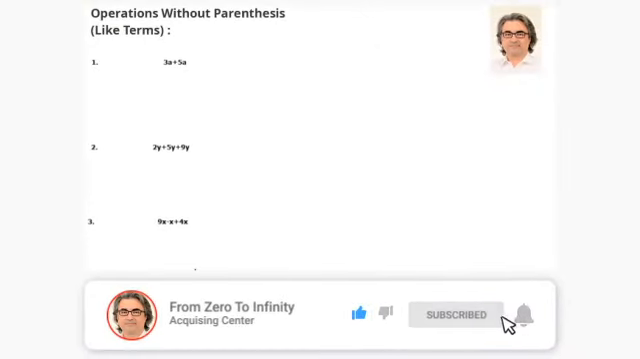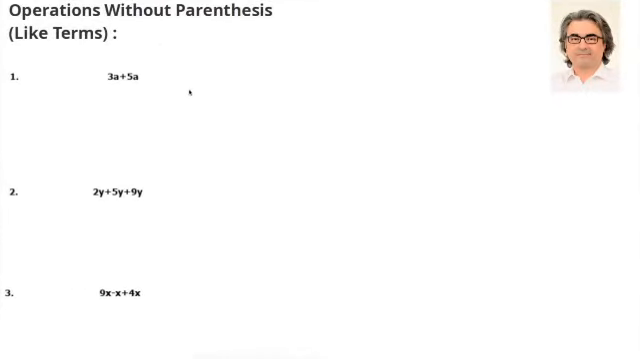Hi children, today we'll make some operations without parentheses, with like terms, with parentheses, with like terms and unlike terms and so on. Now let's start with operations without parentheses with like terms. The first question, as you see, 3 times a plus 5 times a. It means I have 3 apples and 5 apples. In total, how many apples do I have? Of course, 8 apples.